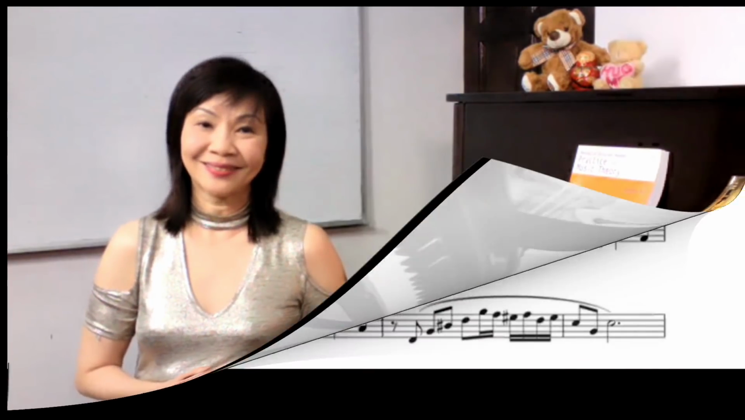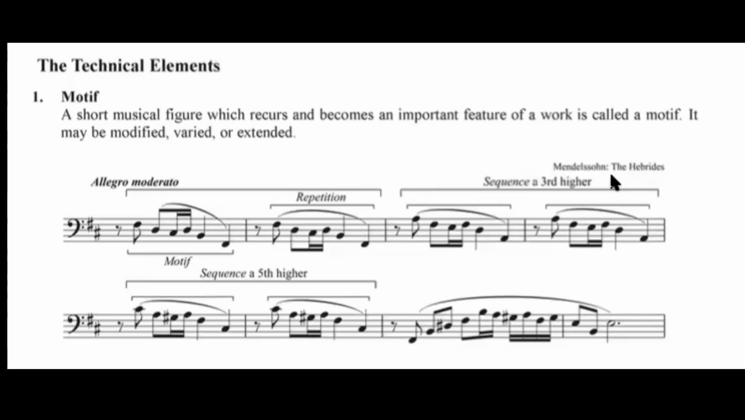Let us now look at page 64 of the workbook to begin with the technical elements. This example by Mendelssohn from the Hebrides is in B minor. Here is the motif. This motif is repeated in the next bar. It is then played a sequence higher and then repeated. It then goes a fifth higher than its original, before the melody ends with a modulation to E major.